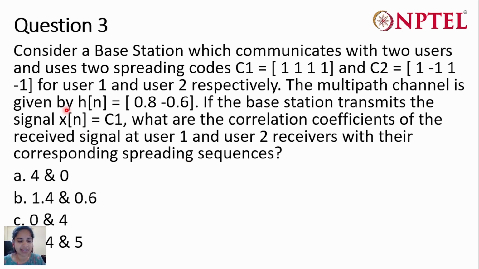So whatever you're sending, that signal is C1. It's passing through the channel and then you're receiving. So now what we are asked to find is the correlation coefficients of the received signal at user 1 and user 2 receivers. So how do you approach this problem?